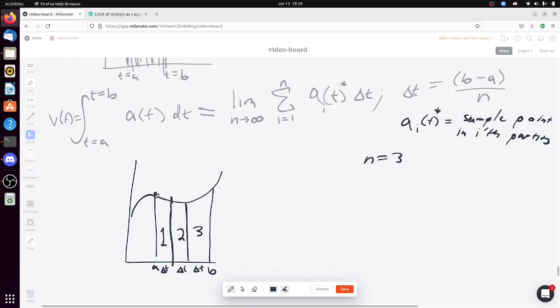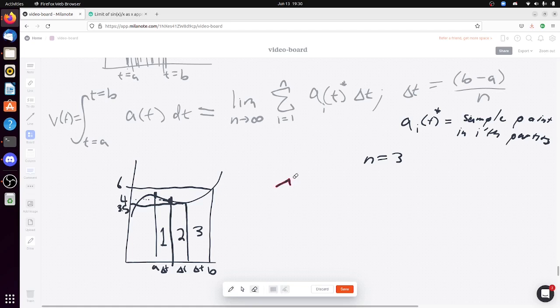Usually when you're calculating, you pick the left or the right. The right's actually a little bit easier, so maybe we'll pick this value. So we'll say that's the value, and then we're going to multiply that by delta t. So the first one, say that's 4. And then the next one for the second partition is 3.5. And this last partition we'll say is 6.